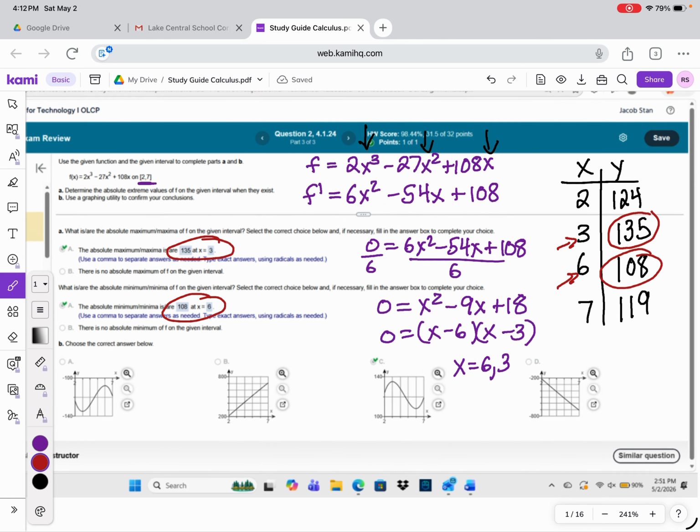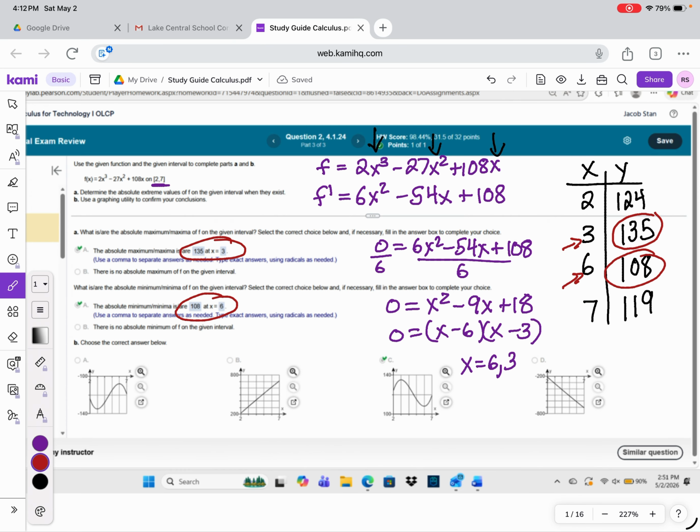Okay, and then for the graph, we're just looking to match the graph to these points. If you notice that it starts at 124 and it goes up, and then it drops, and then it goes up again. Okay, so that kind of matches. It goes up, it drops, and then goes up again. Okay, but you can always zoom into that one and see it as well.